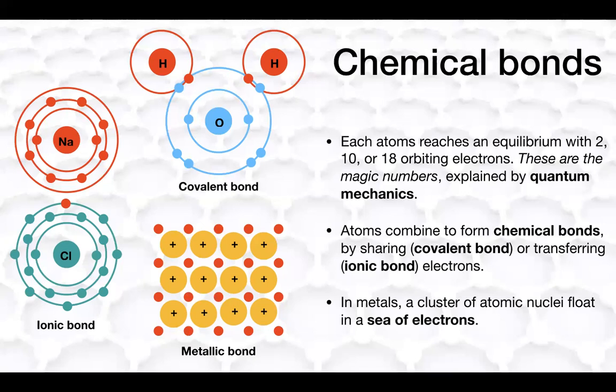Atoms like to combine to form chemical bonds by sharing or transferring electrons. Sharing of electrons occurs in covalent bonds. Transferring of electrons occurs in ionic bonds. In metals, a cluster of atomic nuclei float in a sea of electrons.